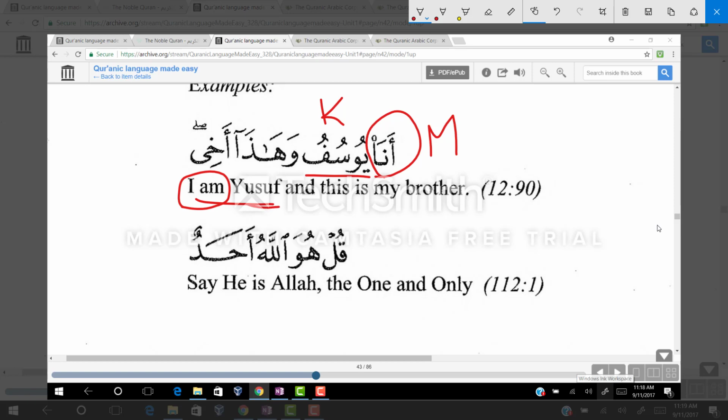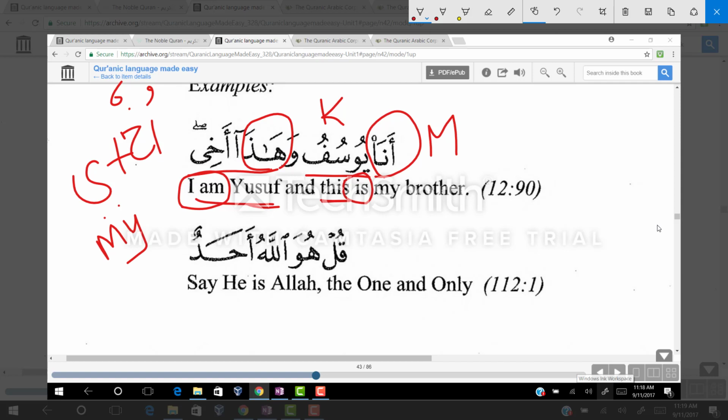I am Yusuf. And you have one more nominal sentence here. Wahada akhi. Hada is our ismu ishara, which means this. So you have "this" and "is", right? And you have akhi. Akhi is my brother. This is a combination of akhun plus the first person singular pronoun ya. So ya is my, and akhun is brother. So this is my brother.